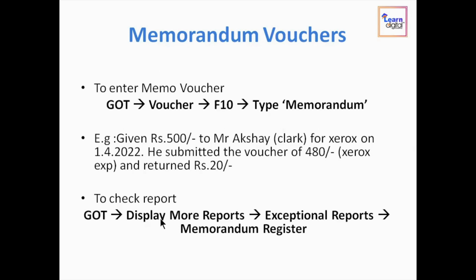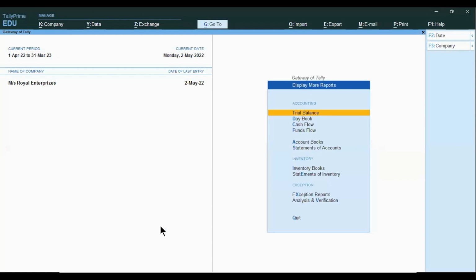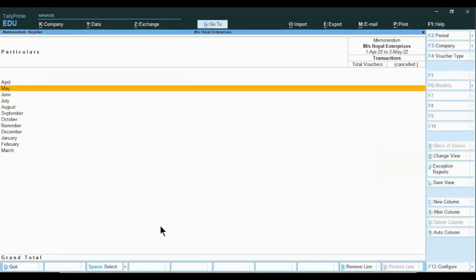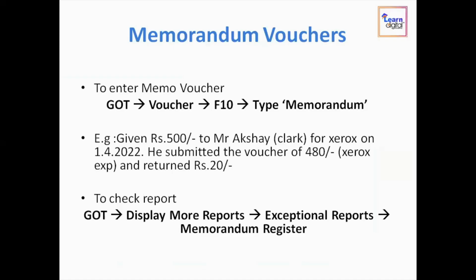So once again, go to display more reports, exceptional reports, memorandum register. Now there is no entry in the memorandum register. If there are any entries in the memorandum register, just go through each and every transaction, see why we handed over money to that particular person, collect the money from that person and convert the voucher to a regular one. So this is how memorandum vouchers are used and entered, and the register can be checked.